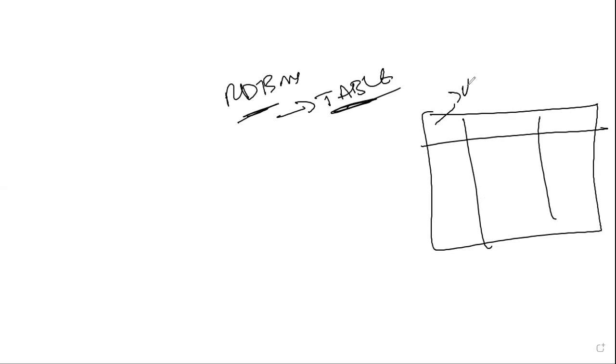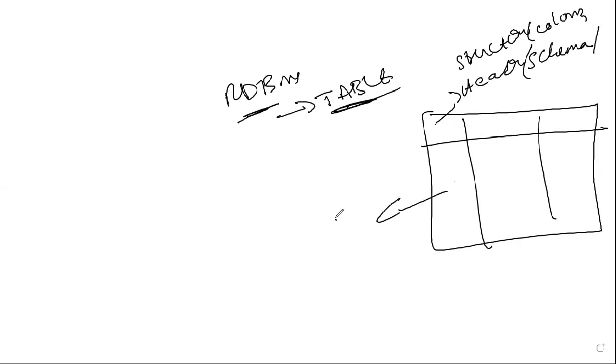This is called a header, or a schema, or a structure, or columns. In real time, these are the terminologies to consider as columns. This one we call data, or rows, or records. Understanding? We call columns the structure, or header, or schema, or columns. Let's come to the rows. Rows will be considered as data, rows or records. Understanding, guys?